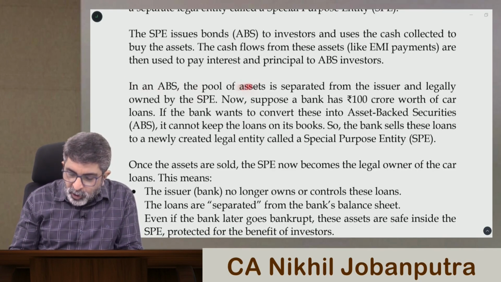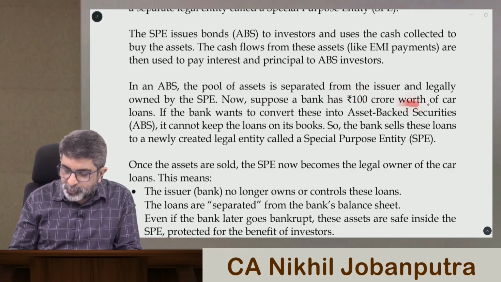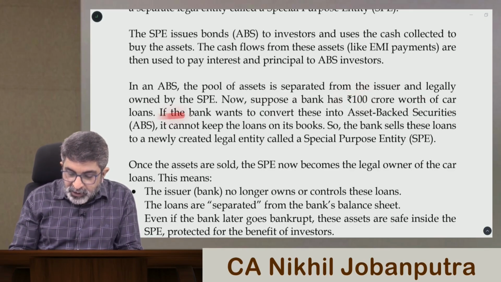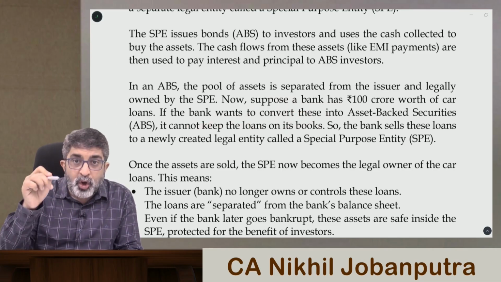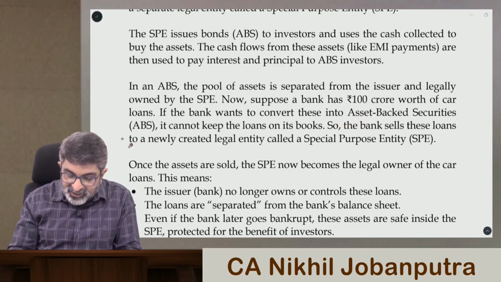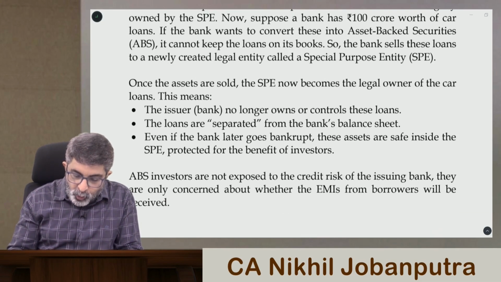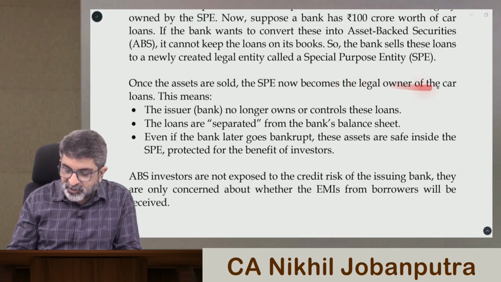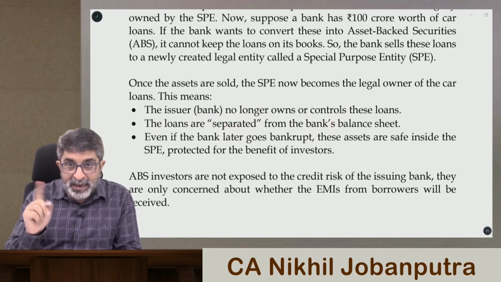In an ABS, the pool of assets is separated from the issuer and legally owned by the SPE. I have already talked about that. Now suppose a bank has rupees 100 crore worth of car loans. If the bank wants to convert these into asset-backed securities, it cannot keep the loans on its books. So the bank sells these loans to a newly created legal entity called a special purpose entity. Once these assets are sold, the SPE becomes the legal owner of the car loans. This means the issuer, that is the bank, no longer owns or controls these loans. The loans are separated from the bank's balance sheet.